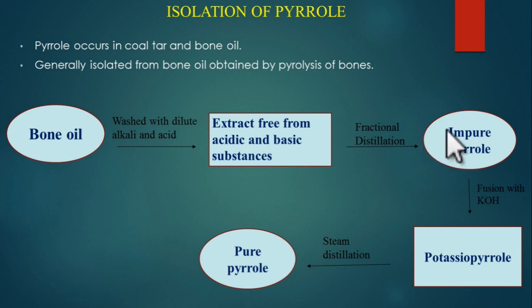Still it is impure. Then it is needed to react it with potassium hydroxide. We fuse it with potassium hydroxide to make potassiopyrrole, which will then undergo steam distillation, and we will get pure pyrrole. This steam distillation is done because its boiling point is below that of water. So here we will get the pure pyrrole.